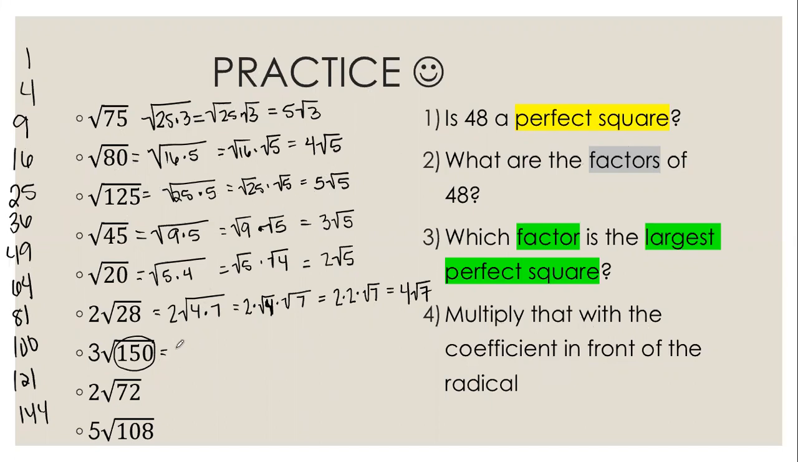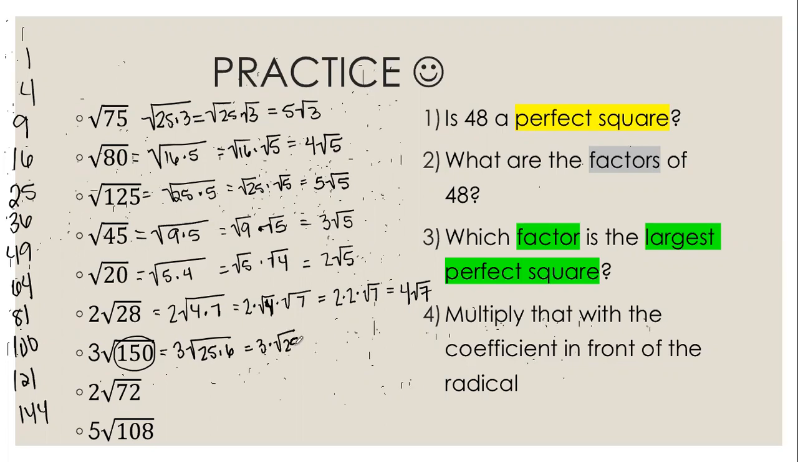Okay, so 150, 25 times 6. And then times 3. Would it be 3 times the square root of 25 times the square root of 6? And the square root of 25 is 5. So 3 times 5, and then the square root of 6, equals 15 square root 6. Perfect. There you go. Awesome.